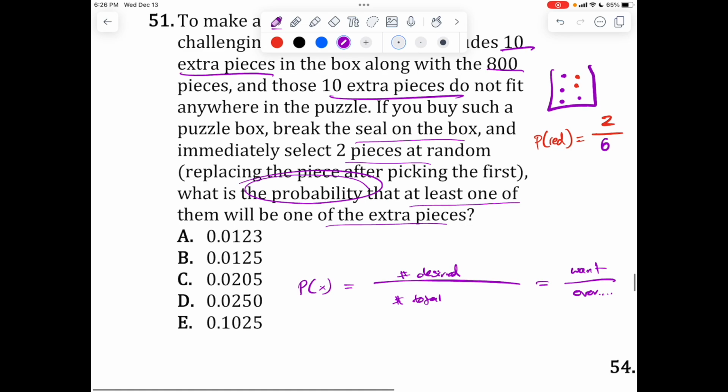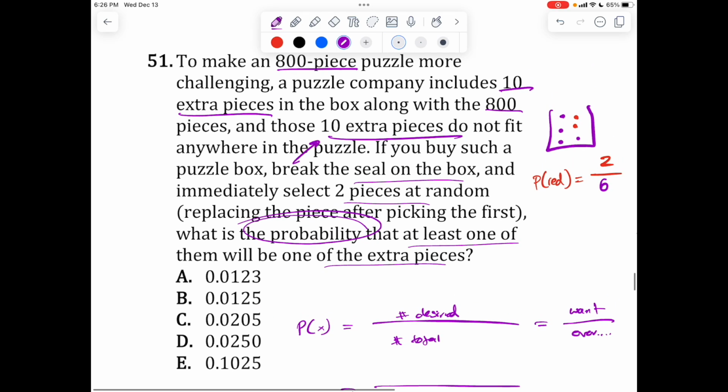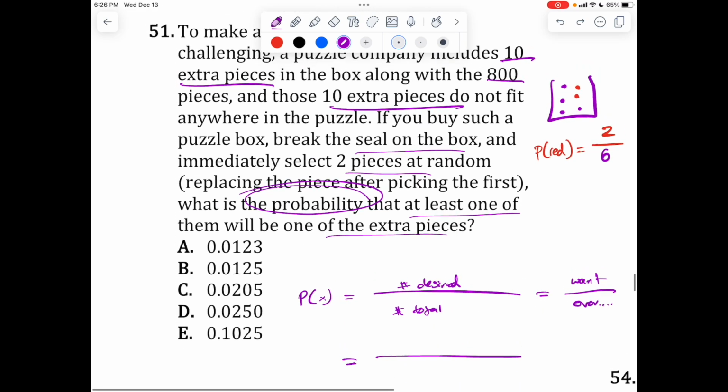Okay? So for this problem, your number of desired is the 10 extra pieces, right? We're trying to get any one of those 10 extra pieces. So when I make that first choice, or when I make any of those choices, there's 10 pieces that I am really aiming for. I don't know which one is which, but there's 10 that I really want. So I want any one of those 10, and when I make a choice.